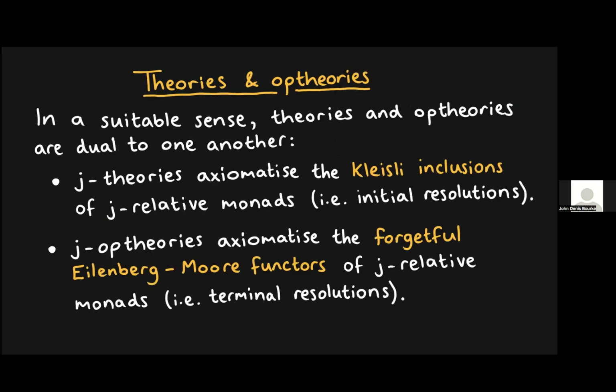And how do we think about this conceptually? Well, we think about it as a sort of duality, in that theories and op theories are the duals of one another, because theories axiomatize the Kleisli inclusion for relative monads, because Kleisli resolutions are initial, and the op theories axiomatize the forgetful functors from Eilenberg-Moore categories of relative monads. And Eilenberg-Moore resolutions are terminal. And so it's kind of initial-terminal properties of these two structures.